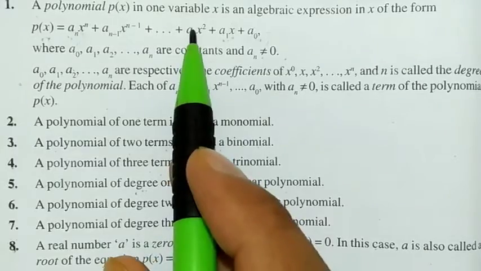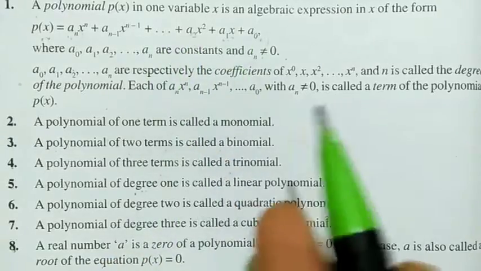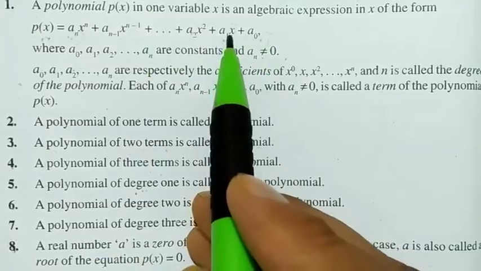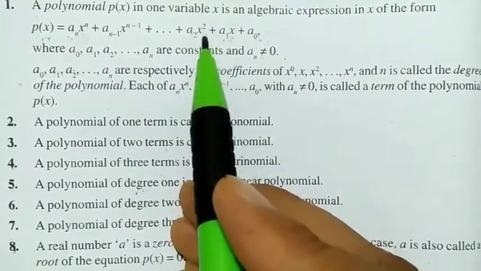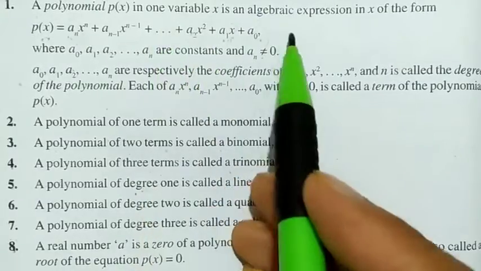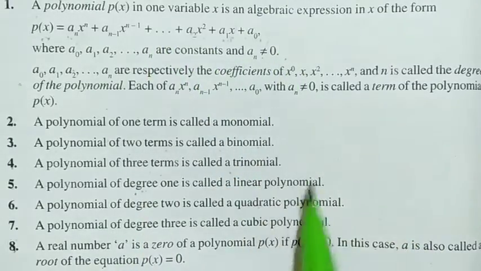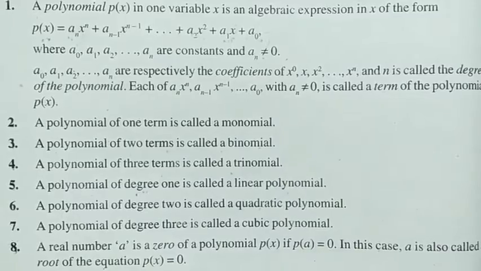So in a degree 3 polynomial there can be a maximum of 4 terms. One is the constant, another is the term with x, second is the x^2 term, and then the x^3 term. So there are 4 terms maximum possible for a cubic polynomial.